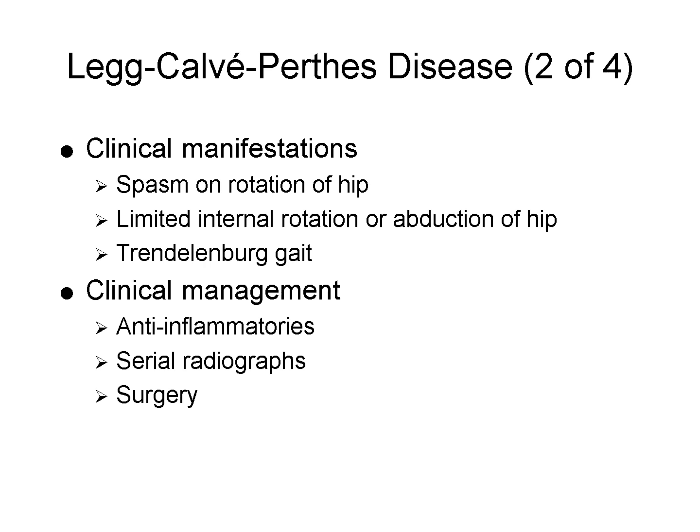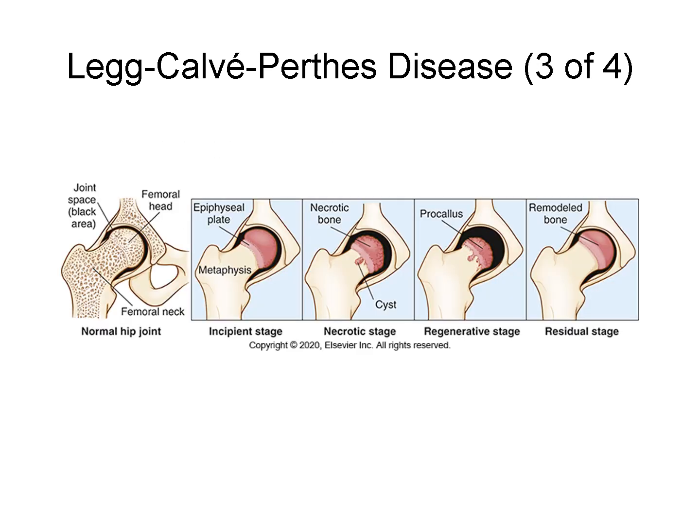Early detection is key to preserving joint structure and function. Management includes anti-inflammatory medications, activity modification, and physical therapy. Serial radiographs monitor disease progression. In some cases, surgical containment may be needed to ensure proper healing of the femoral head. The disease typically resolves over time, but outcomes vary depending on age and severity.